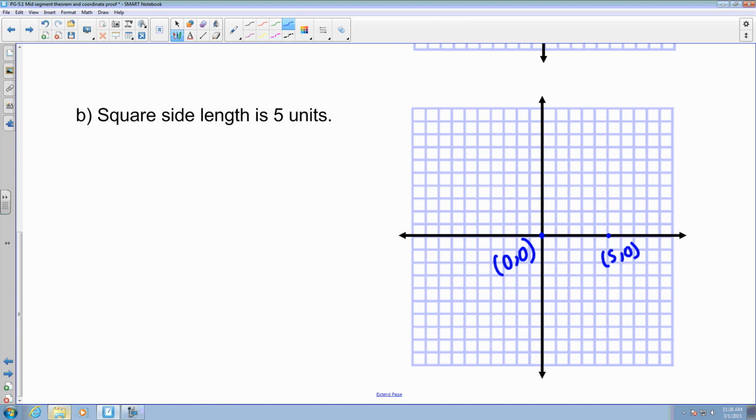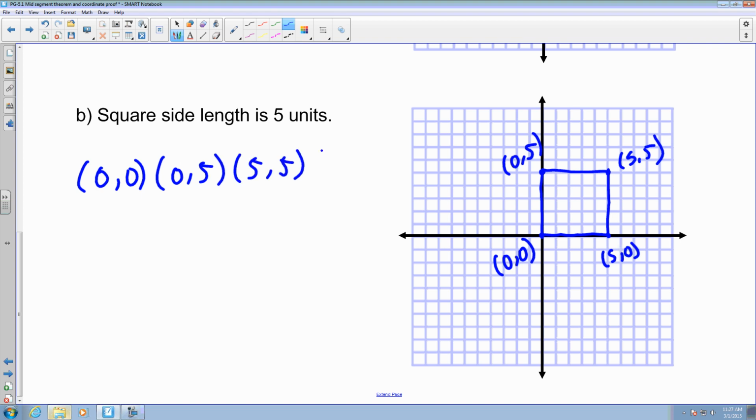I'm going to go 5 units up from there. 1, 2, 3, 4, 5. This is 5, 5. And then finally, I'm going to plot a point here, which is 0, 5. It fulfills all of the items in the description of the problem. All the sides are equal, and each angle is 90 degrees. And the coordinates that I chose were 0, 0, 0, 5, 5, 5, and then finally 5, 0.